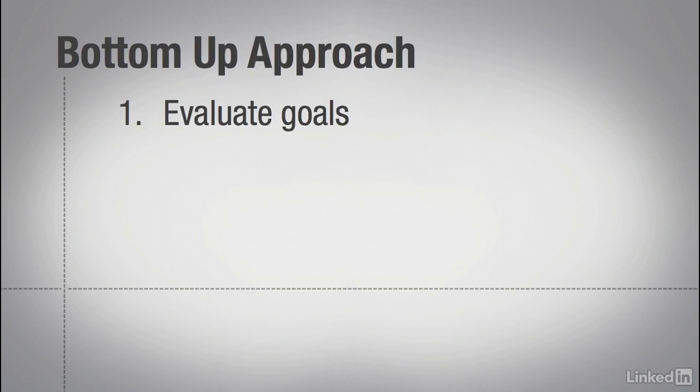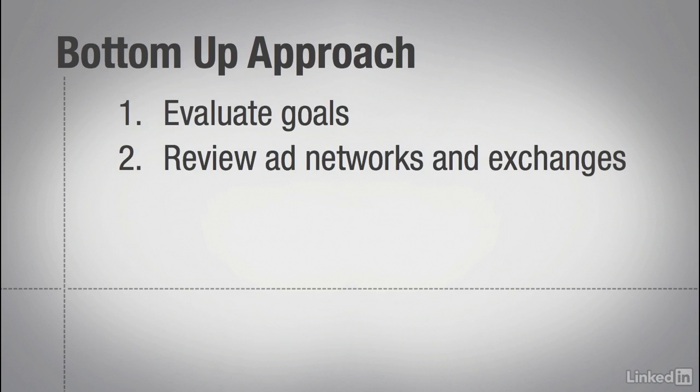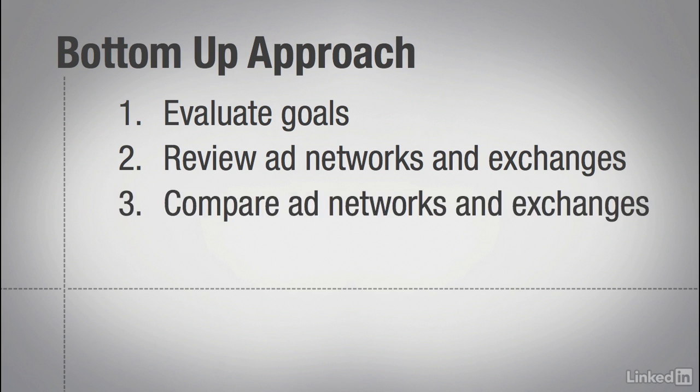The bottom-up approach takes a bit more work. You and your agency will evaluate your goals. You'll review all the available ad networks and exchanges that are at your disposal, the audiences that they reach, their typical rates of engagement, as well as look at the various pricing models like CPC, CPM, and CPI. That is cost per click, cost per thousand, and cost per install. You'll then compare the rebates that they may get from volume, their historical performance, and build up a media mix plan that will help you achieve your goals.